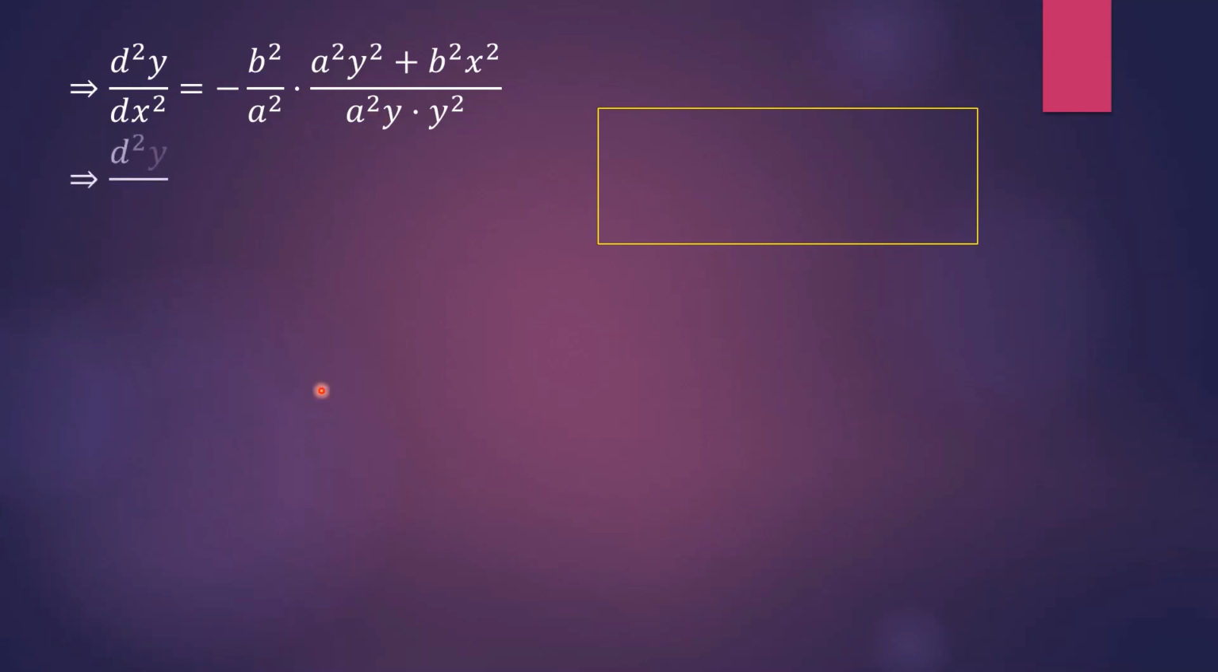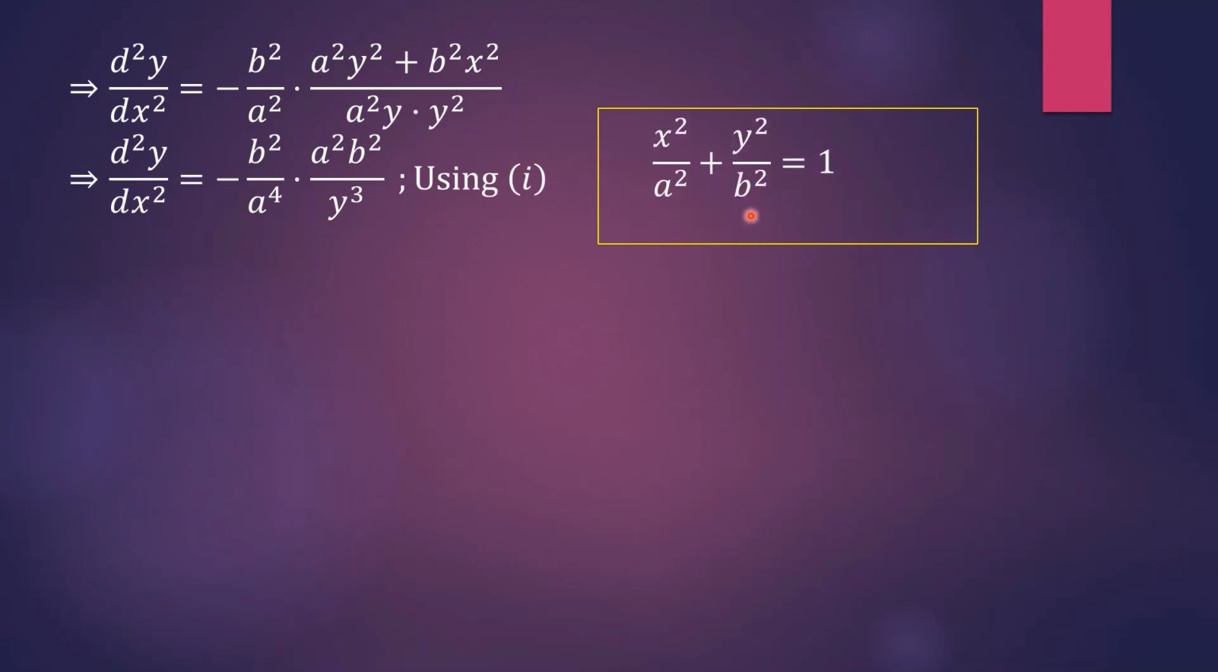So d2y dx2 is equal to minus b square by a to the power 4 into a square b square divided by y cube, using equation number 1. I have written it here; notice this was equation number 1.